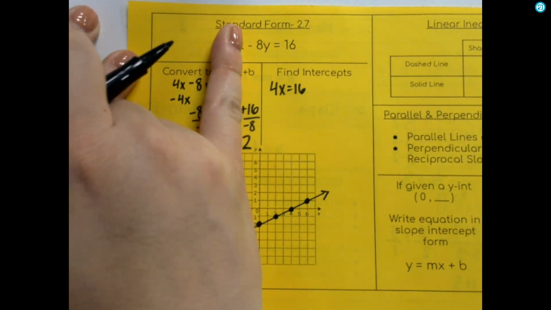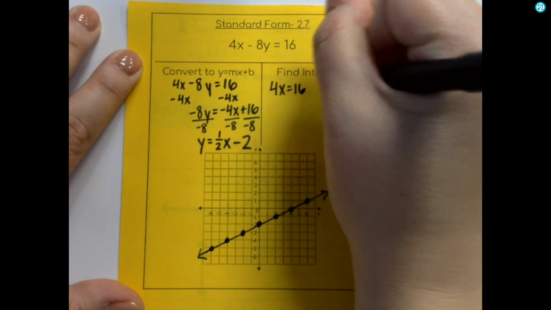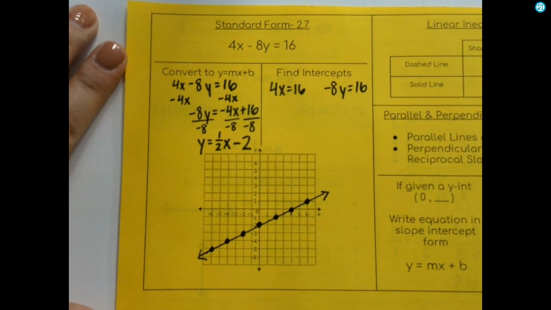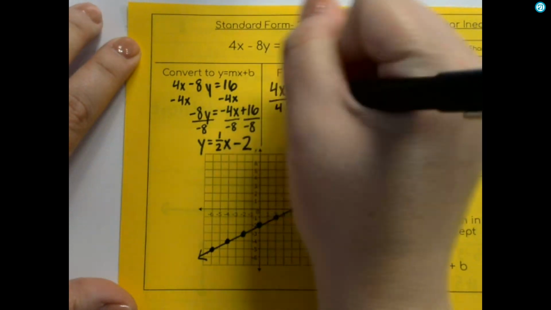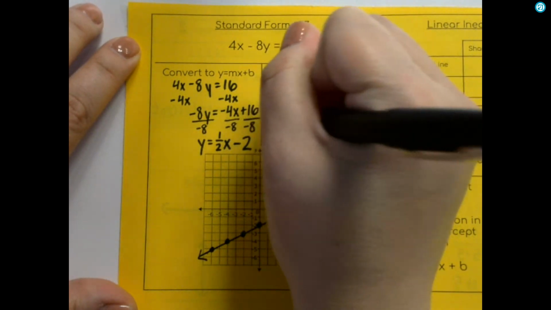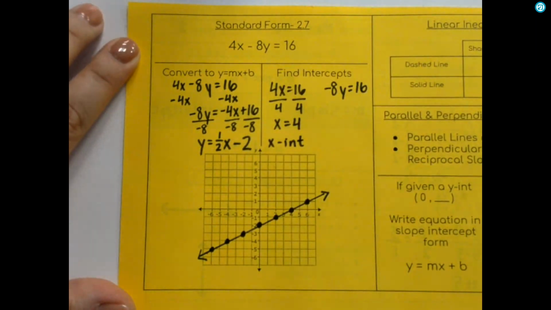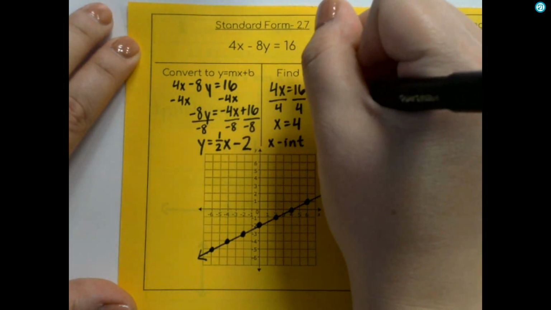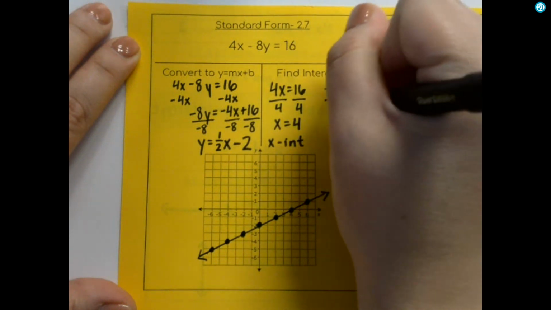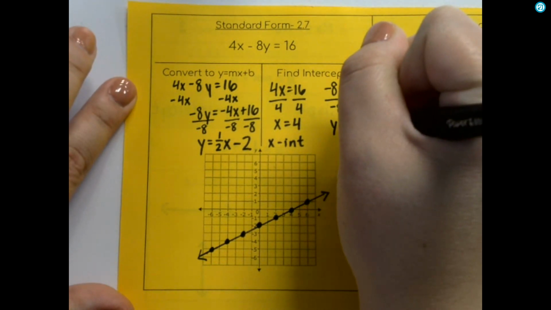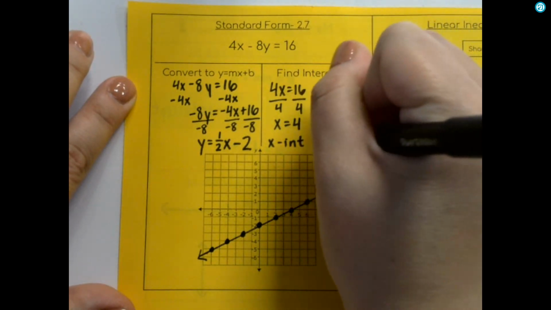Don't lose that negative, though. I covered it up with my pinky accidentally. Negative 8y equals 16. So to do that, I'll divide both sides here by 4. I'll get x equals 4. That's my x-intercept. And then right here, I would divide both sides by negative 8. I'll get y equals negative 2. That would be my y-intercept.